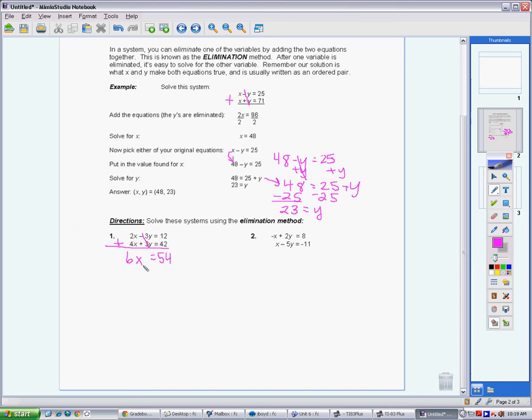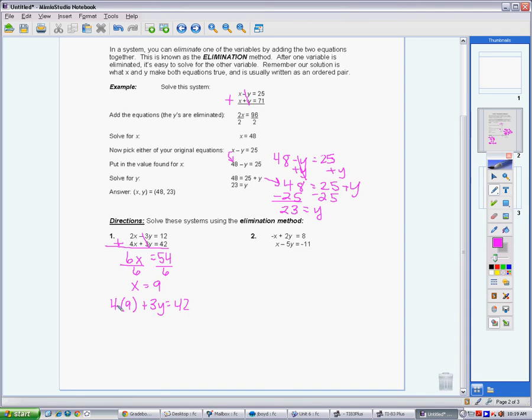Then I solve for x. Divide both sides by 6. And x equals 9. I'm not done yet. I've only found one coordinate. So I need to pick one of my equations, and I picked the bottom one this time because my y is positive. So I'm going to do 4, and instead of x, I'm going to put in my x, 9, plus 3y equals 42. Now I'm going to solve for y.